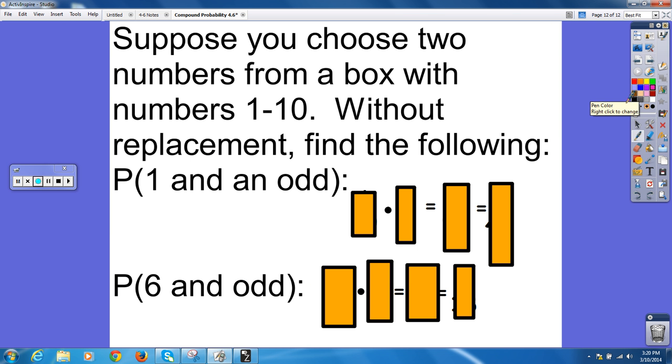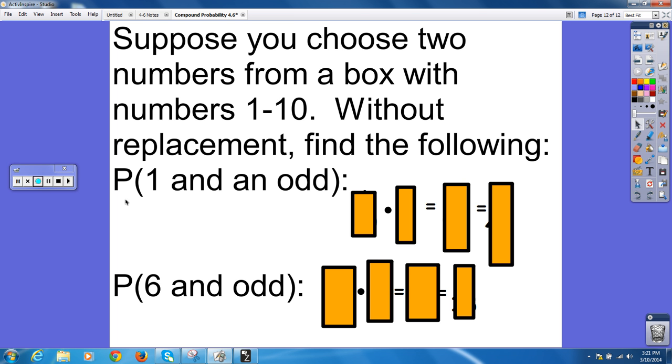All right, we'll do 2 more examples. Suppose you choose 2 numbers from a box with numbers 1 through 10. Now what I mean is that there's one of each, so there's a 1, a 2, a 3, a 4, and so on. Without replacement, find the following. What is the probability of choosing a 1 and then choosing an odd? Remember, this is an example of dependent events because they affect each other. If we pull out a number and then we don't replace it, now there's fewer numbers in the box.